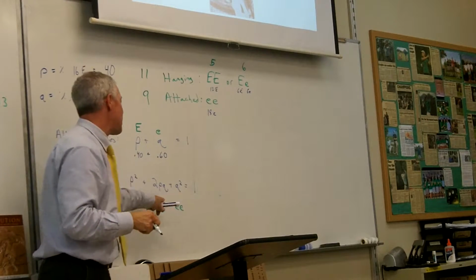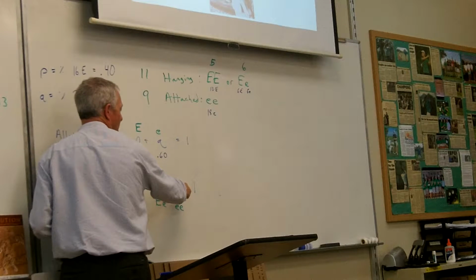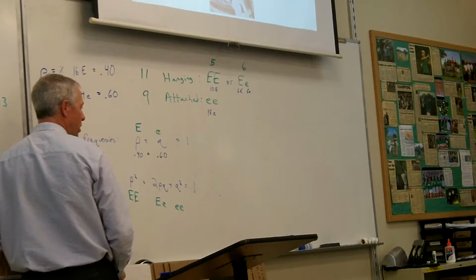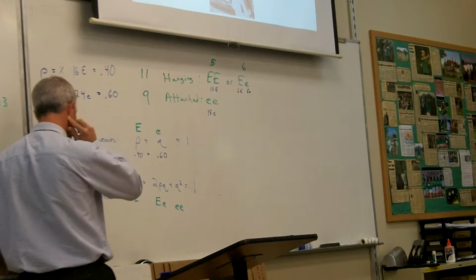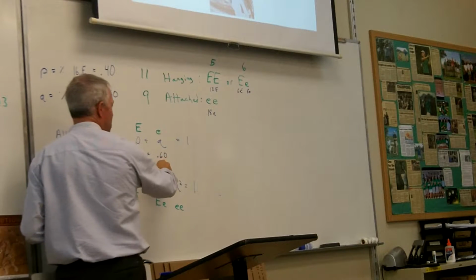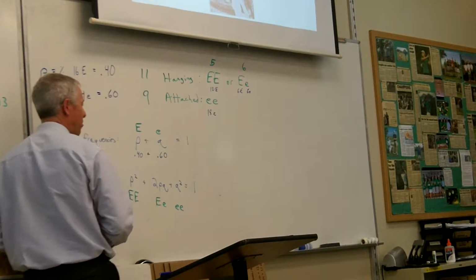So you can figure this out mathematically. What is q squared equal to? Anyone know? Can you do the math? What's 0.6 times 0.6? That's q squared. Not 3.6.